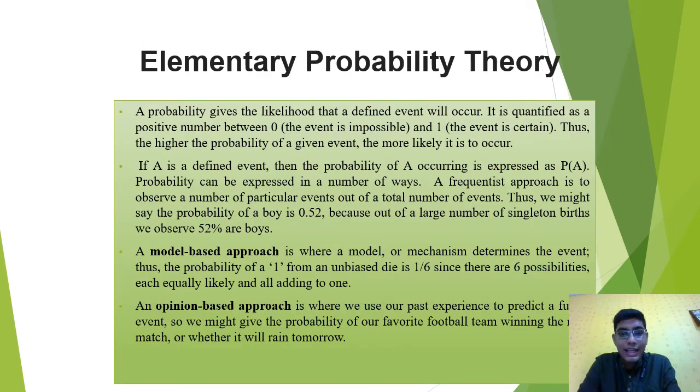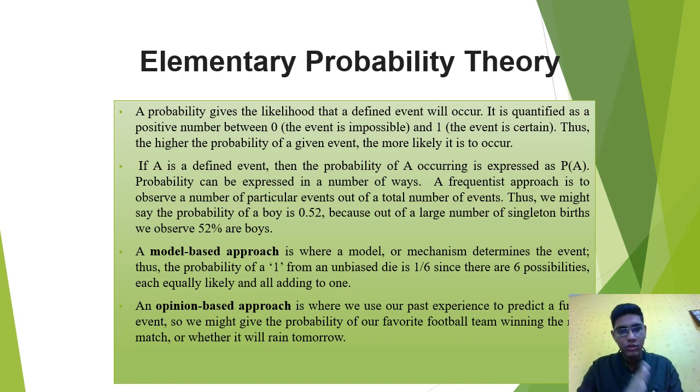Now, what is elementary probability theory? A probability gives the likelihood that a defined event will occur. It is quantified as a number between 0 and 1. If the number is 0, the event is impossible, and if it is 1, the event is certain. Thus the higher the probability of a given event, the more likely it is to occur.